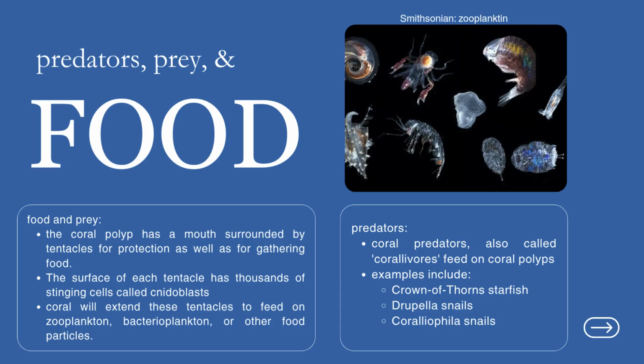Some of the predators of coral are also called corallophiles that feed on coral polyps. Examples include the crown-of-thorns starfish, Drupella snails, and Coralliophila snails.